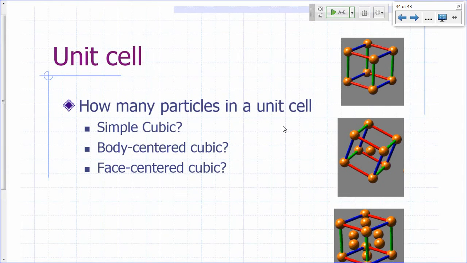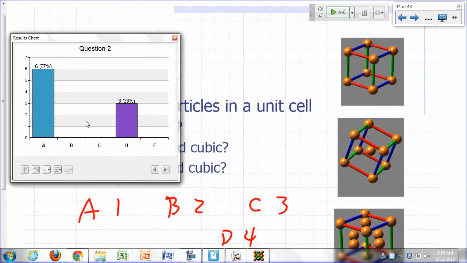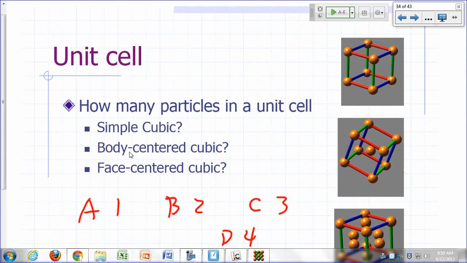Okay. So how many particles are in a unit cell? Let's do a quick review. Is it A, 1, B, 2, C, 3, or D, 4? For a simple cubic cell, how many? Is it 1, 2, 3, or 4? Okay. That would be 1, right? 1/8 of the 8. What about a body-centered cubic? Is it 1, 2, 3, or 4?